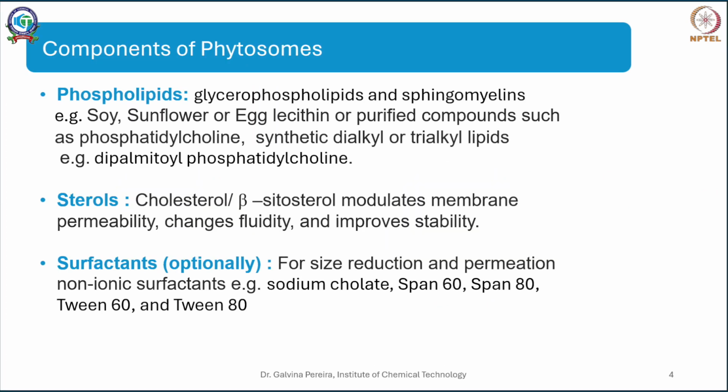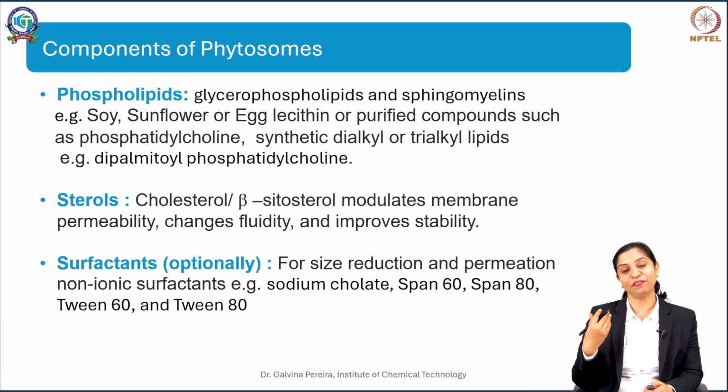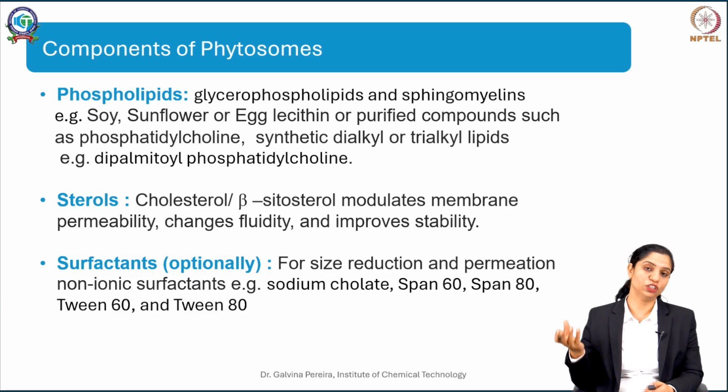Now let's move on to the components of phytosomes. The components of phytosomes are very much similar to that of liposomes, which includes the main component phospholipids. Now phospholipids are the components which render a very nice inertness as well as biocompatibility to your phytosomes. So this might involve again your natural phospholipids. This includes your glycerophospholipids as well as sphingomyelins like your soy lecithin, sunflower lecithin, egg lecithin, or in some cases purified compounds such as phosphatidylcholine, phosphatidylserine, phosphatidylethanolamine and so on. But in majority of the cases, phosphatidylcholine is much preferred.